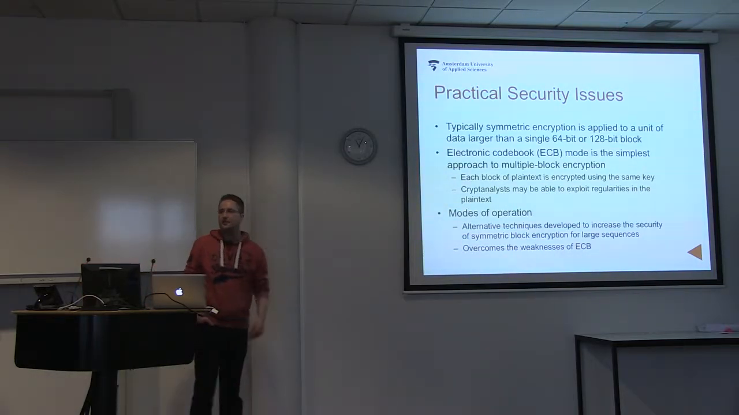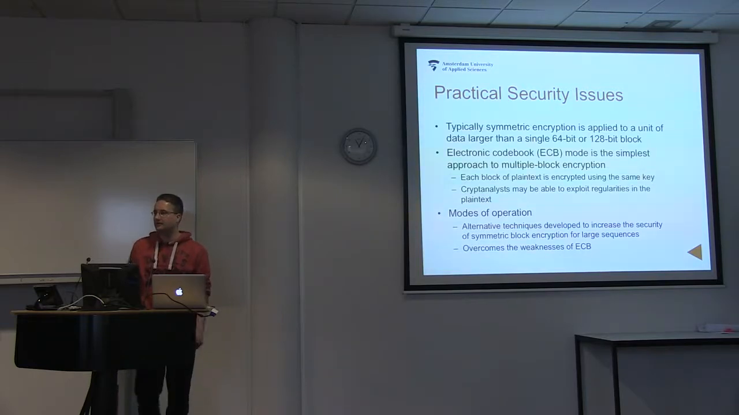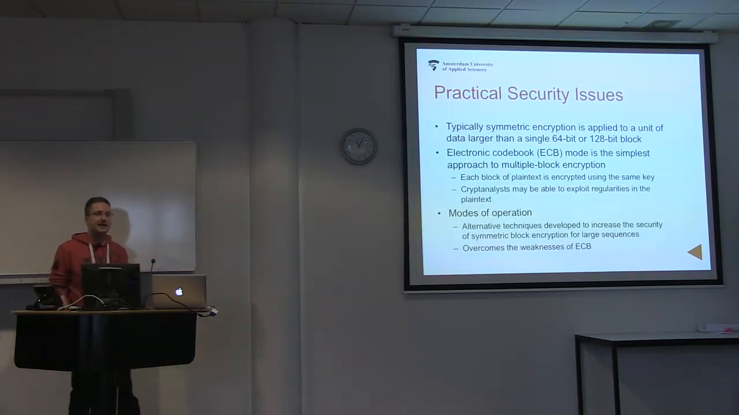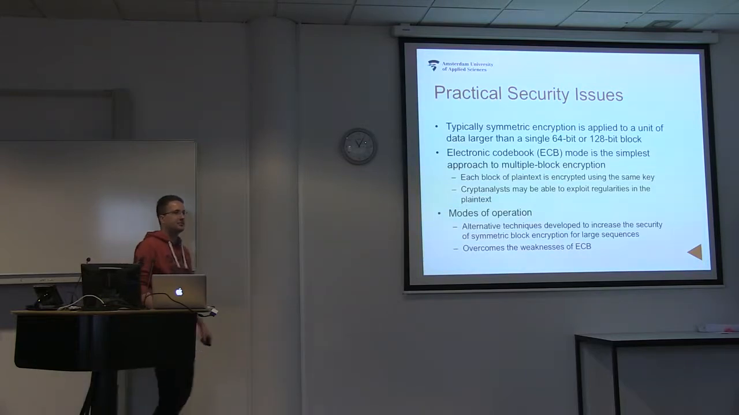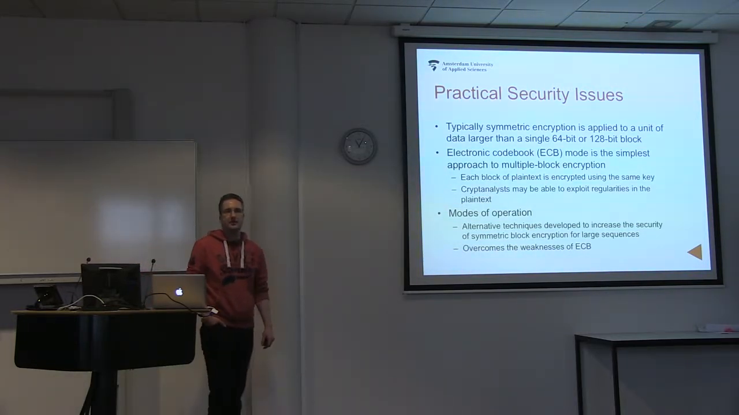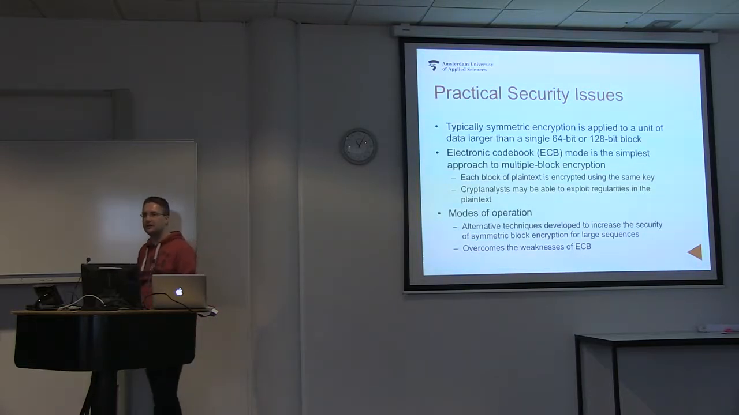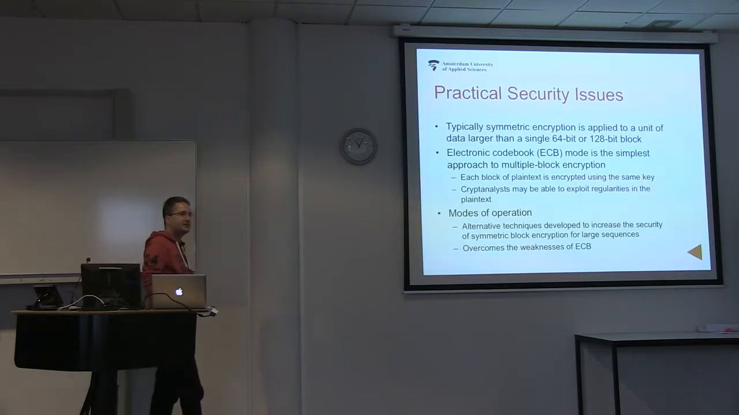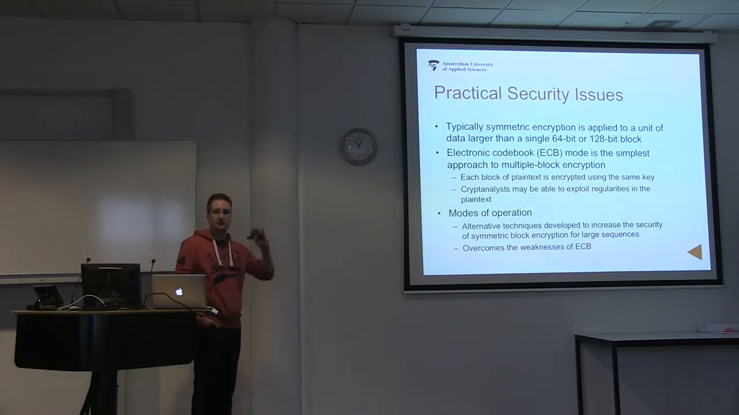Just imagine, think about a code book in general, and this is just the electronic version of it. So you take a block of plain text, you encrypt it using the same key, but there is a problem with that. What you get out of that is still predictable. Much like a code book, if you keep using the same code book over and over and the same input keeps giving you the same output over and over, you can still start to deduce patterns. Does everyone understand that?